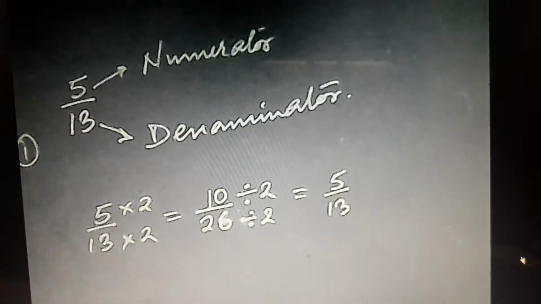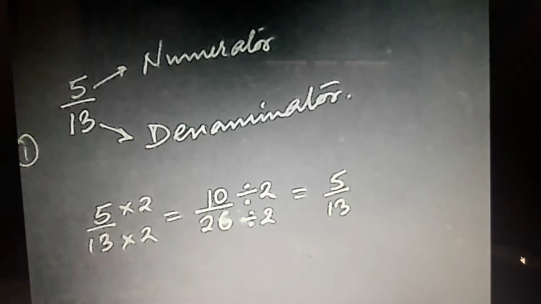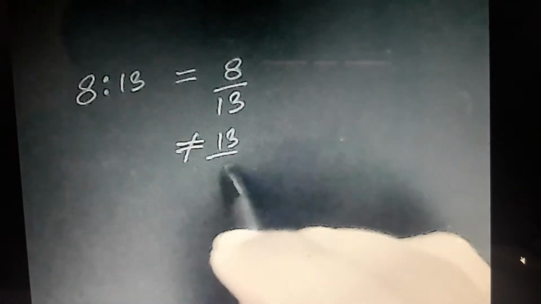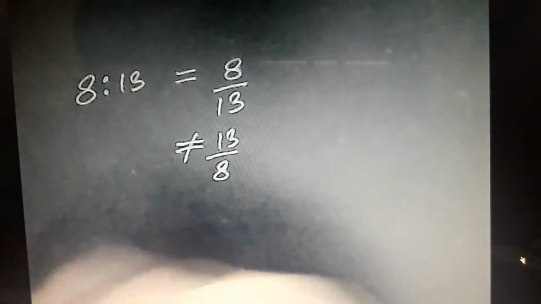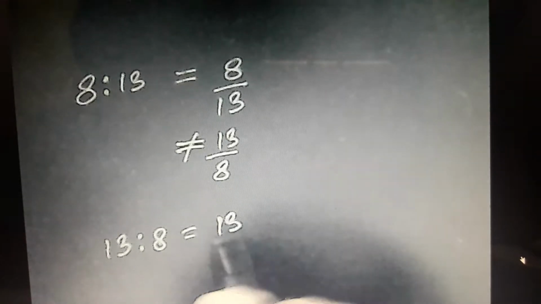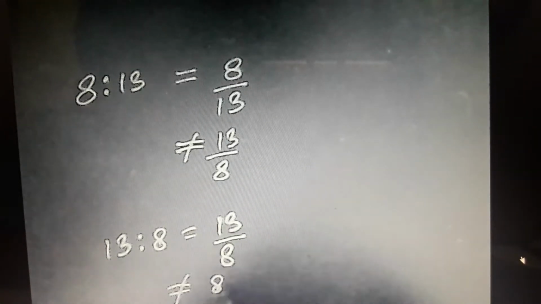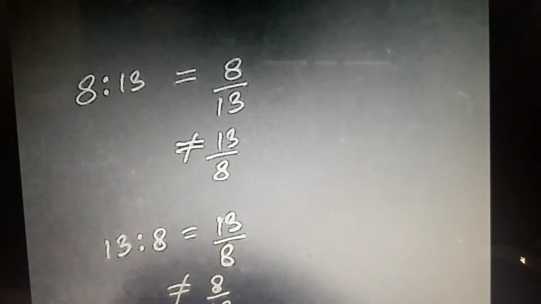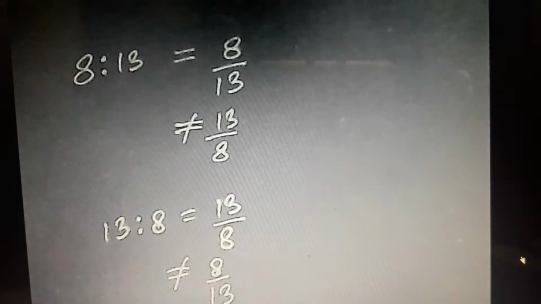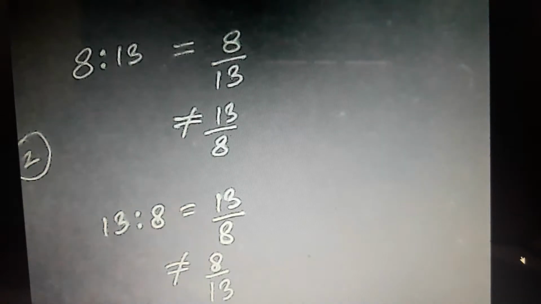Second point: the order of the terms of a ratio is very important. If I write 8 is to 13, this can be represented as 8 upon 13 and not as 13 upon 8. However, if you have written 13 is to 8, then it is 13 upon 8 and not 8 upon 13. So this order is very important. This is the second point.